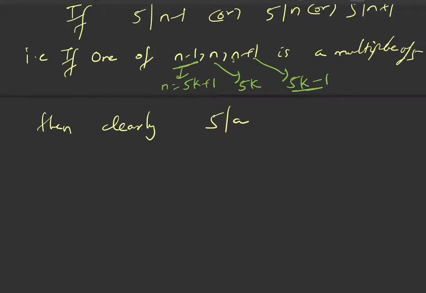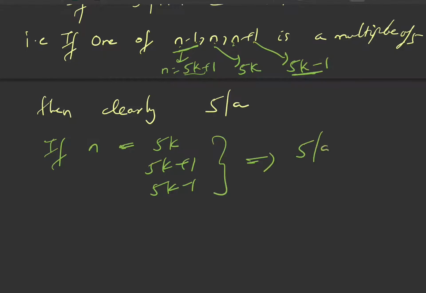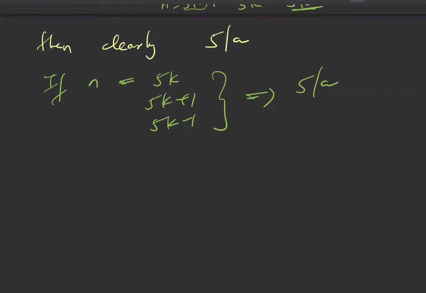n minus 1 is a multiple of 5 means n minus 1 is 5k, so n is 5k plus 1. n is a multiple of 5 means n is 5k, and n plus 1 is a multiple of 5 means n plus 1 is 5k, so n is 5k minus 1. So clearly 5 divides A if n is of the form 5k, or 5k plus 1, or 5k minus 1. In all these cases clearly 5 divides A. Now what are the leftover cases? If n is of the form 5k plus 2 and 5k minus 2, these are the only leftover cases, right?